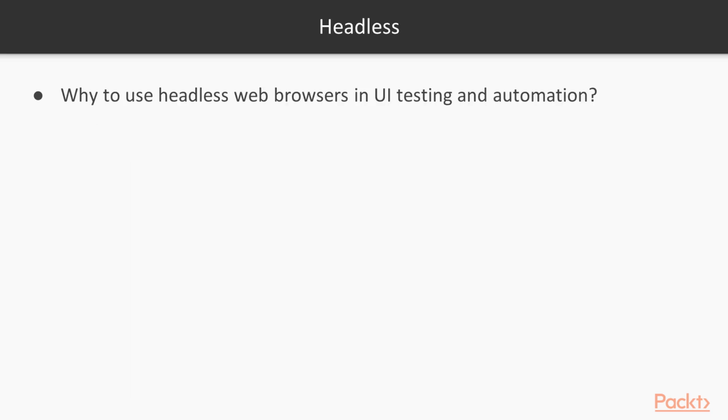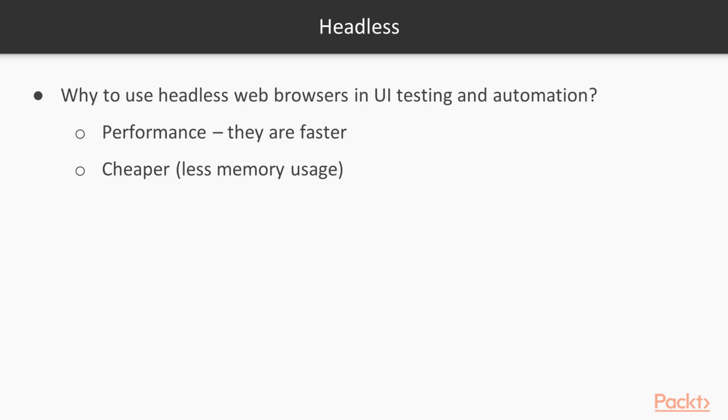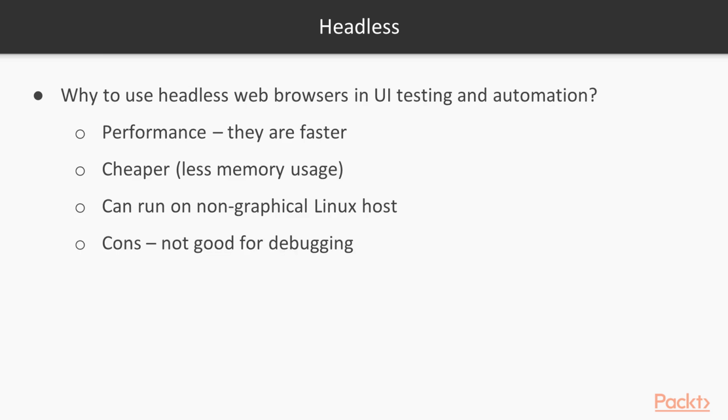So why use headless web browsers in UI testing and automation? First reason is performance. They are faster. They're also cheaper. They use less memory. And also you can run them on a non-graphical Linux host. There are also some disadvantages. One of them is not good debugging options, and it's not easy, there's no open browser that you can see each step of the test.